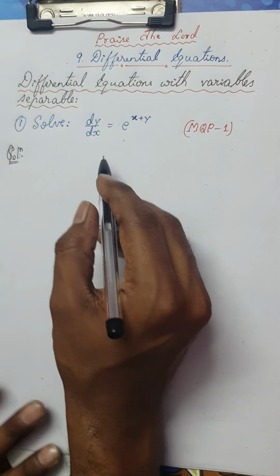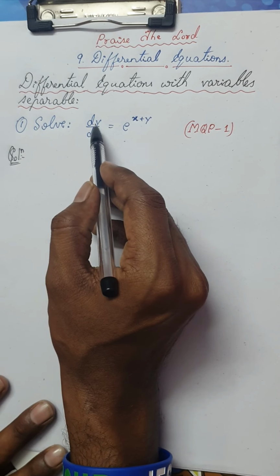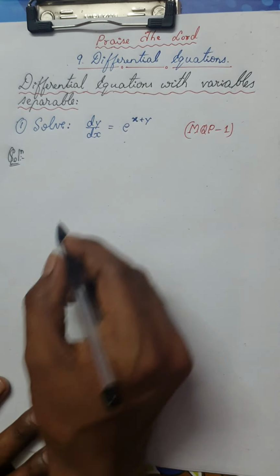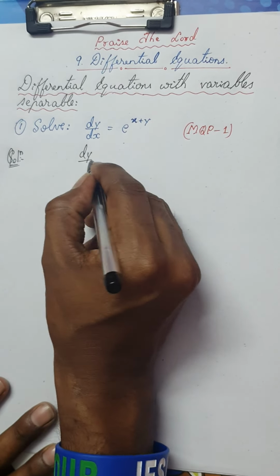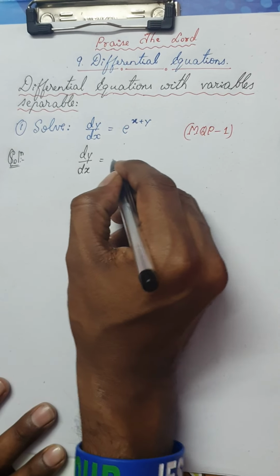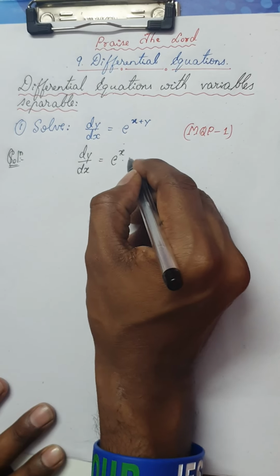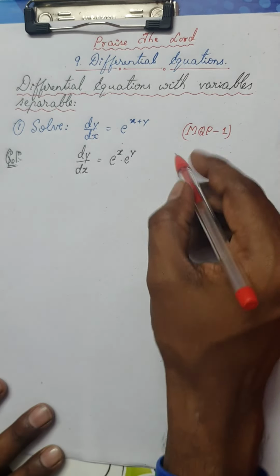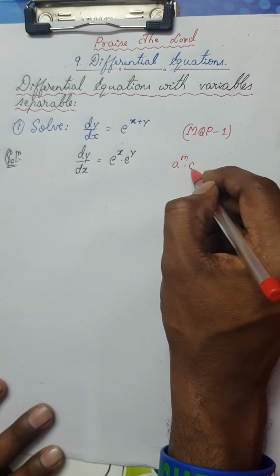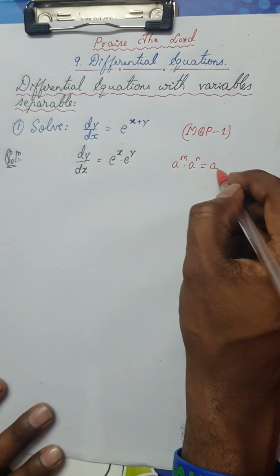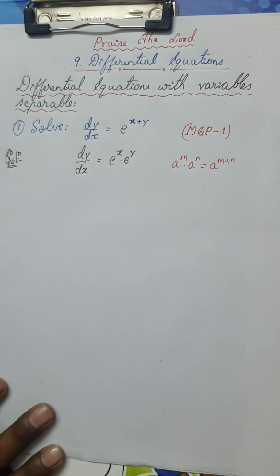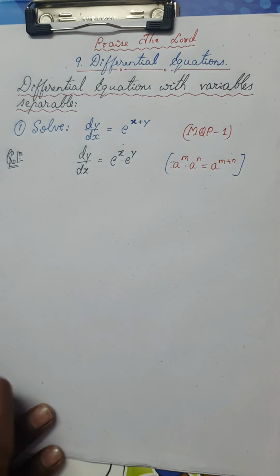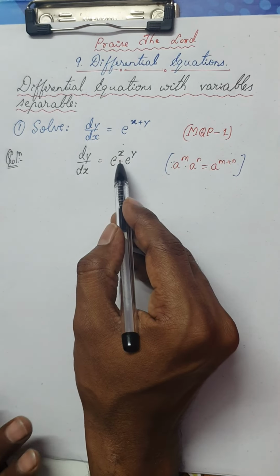Okay, see how you're going to do it. Now look here, let me consider the given equation: dy by dx is equal to e power x plus y. This equation can be written as dy by dx is equal to e power x into e power y. Why did I write this? We know the laws of indices. a power m into a power n is nothing but a power m plus n, isn't it? So using this formula, I've split the terms into e power x into e power y.